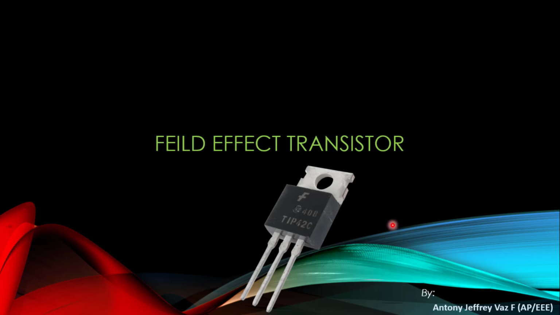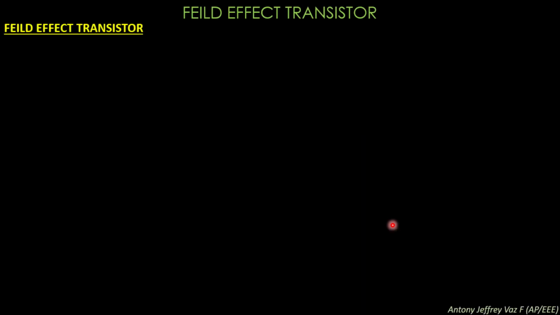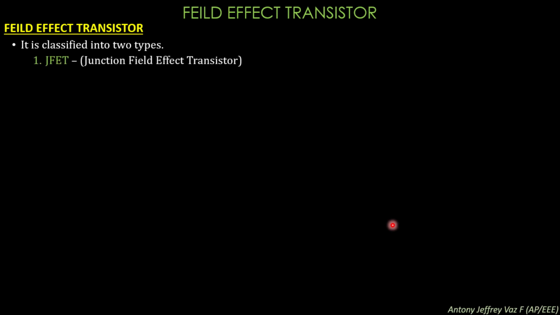Today we will be seeing about field effect transistors, shortly known as FET devices. Field effect transistors are used to switch on and switch off electronic devices. They are classified into two types. One is JFET, which is nothing but junction field effect transistors, and the other one is MOSFET, which is metal oxide field effect transistors. Both the FET devices are classified based on the transistor.